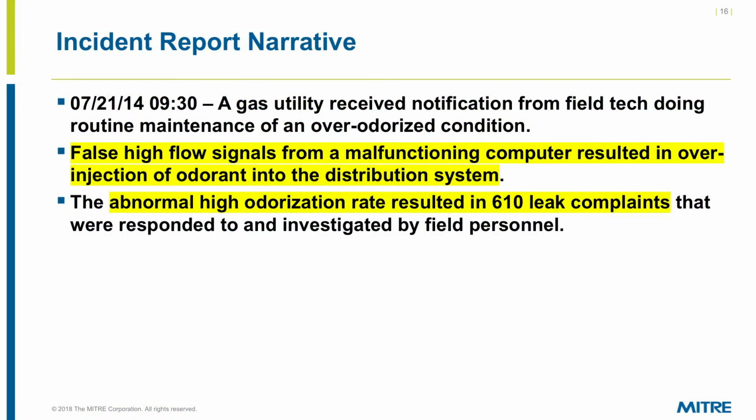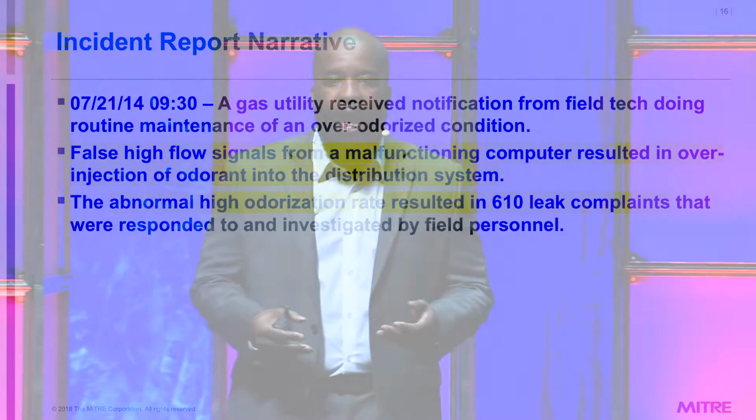So here, the ultimate problem was there was a false high flow signal coming from a malfunctioning computer, and it resulted in over-injection of odorant into the distribution system. And this resulted in 610 leak complaints. And a big issue with this is the personnel have to respond to these leak complaints. So you can think that this is a huge tax on their resources at any point in time.